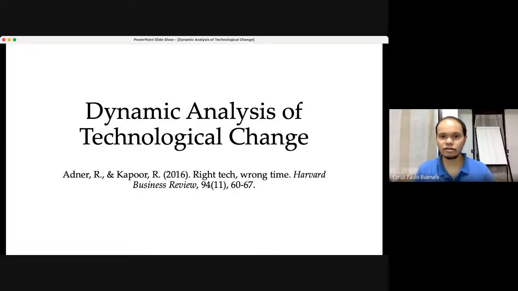For today, I'm going to talk about what I will call dynamic analysis of technological change. This is coming from the article by Adner and Kapoor, Right Tech, Wrong Time. This was published back in 2016 in Harvard Business Review.